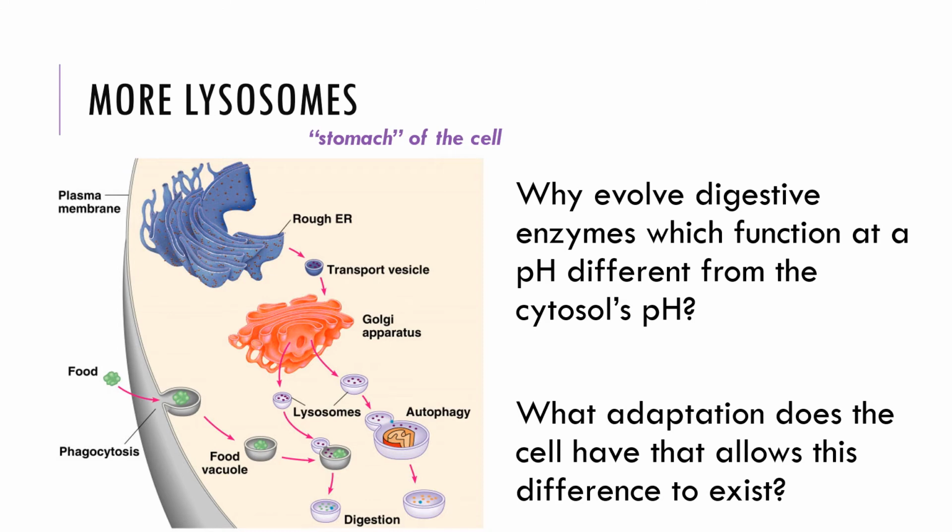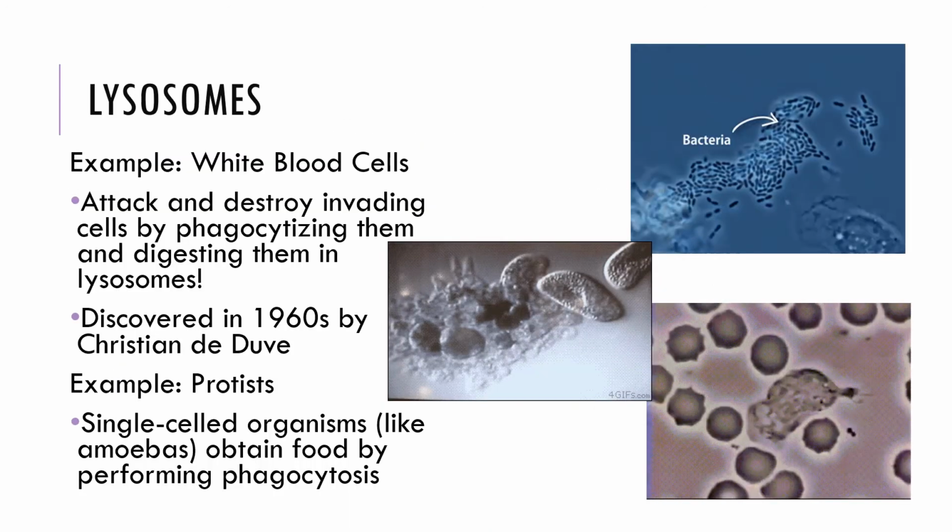So why evolve digestive enzymes that function at a pH that's different from the cytosol? Well, I can accidentally have some of these enzymes in my cytoplasm and they won't work because my cytoplasm is a pH of 7. They will only work under the perfect conditions of being in the lysosome. So that way, if anything does happen and these particular enzymes find their way out of a lysosome, they'll be completely inactivated. Kind of cool. And what adaptation does the cell have that allows this difference in pH to exist? That's the compartmentalization that I talked about.